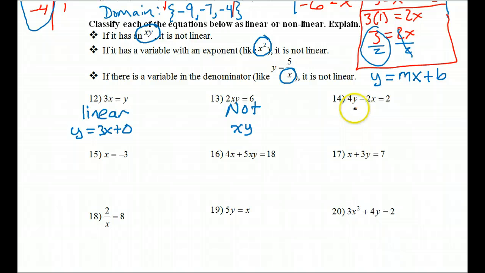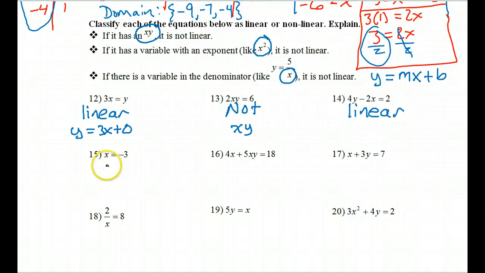All right, what do you think about number 14? Linear or not linear? Y'all didn't say anything, did you? Speak up. Answer these questions. This is linear. There's no xy, there's nothing squared or to the third power, there's no variables in the denominator. If I added 2x to both sides and divided by 4, I could rewrite this as y equals mx plus b.